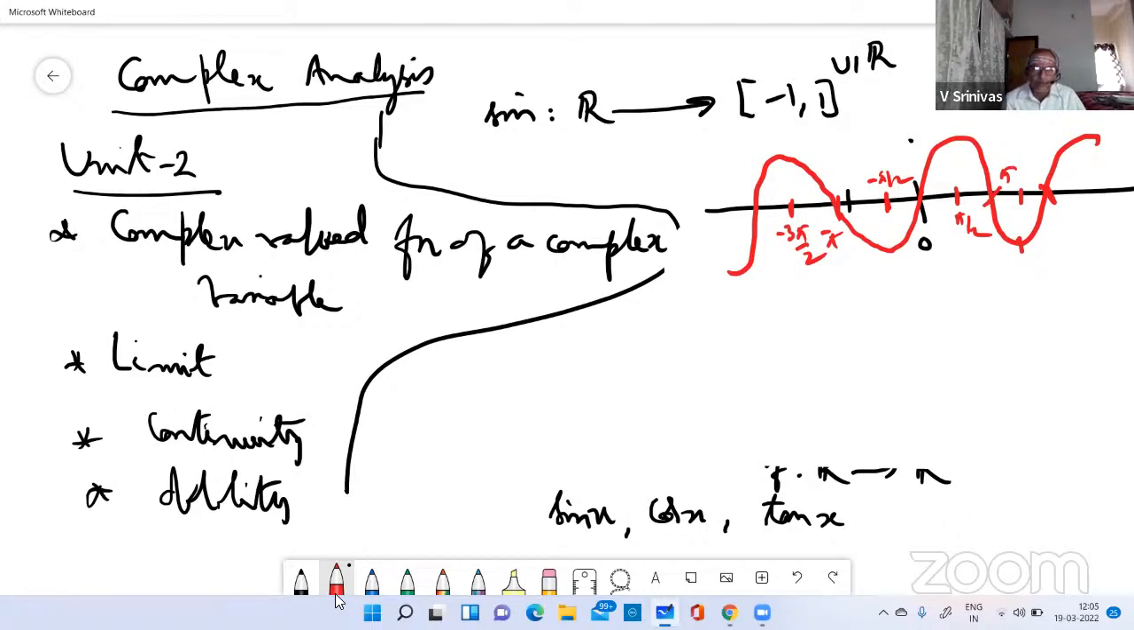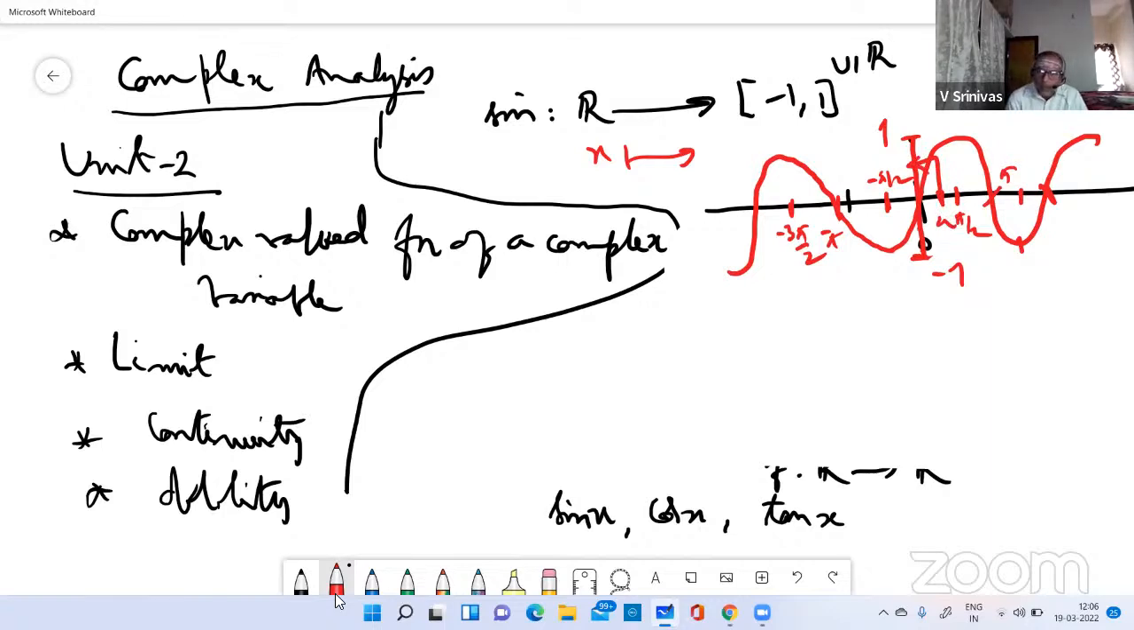For the sine function, the domain is R. On the whole of the real line, you can define the sine function. The range lies between -1 and 1. The values of sine x lie between -1 and 1. Sine takes a real value x to a value between -1 and 1.